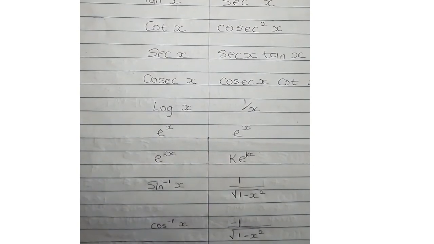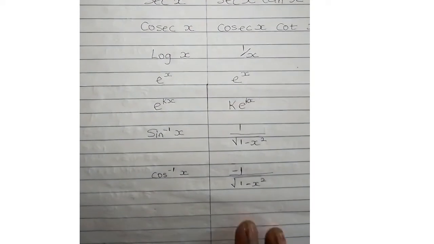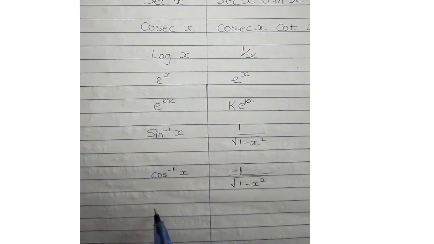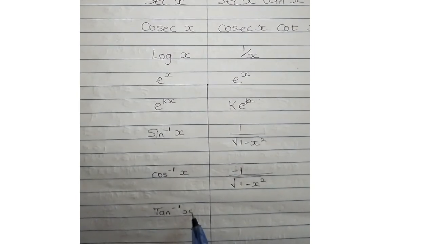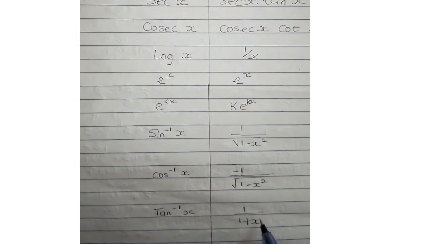And when you differentiate the tan inverse of x, we're going to have 1 over 1 plus x squared.